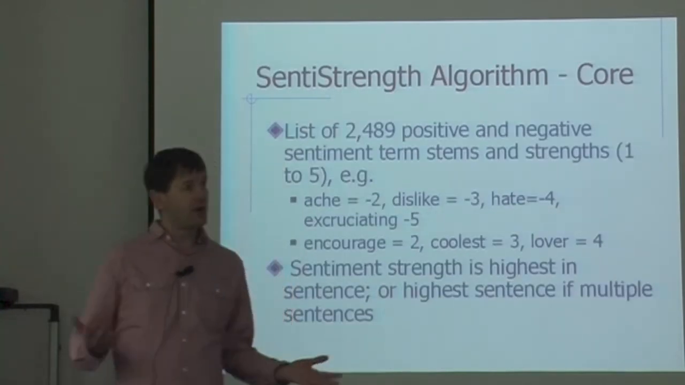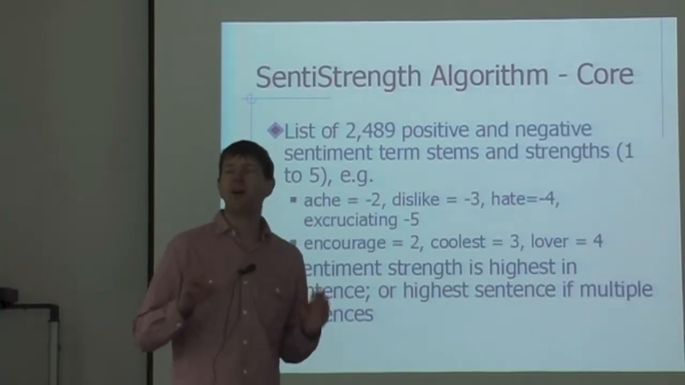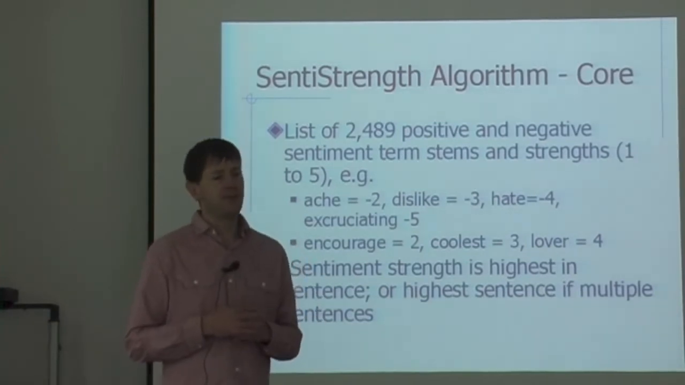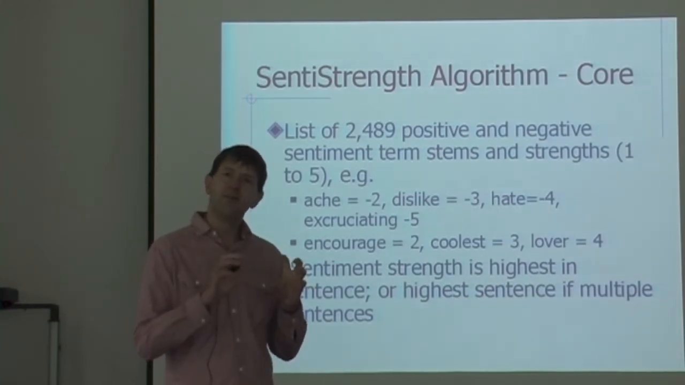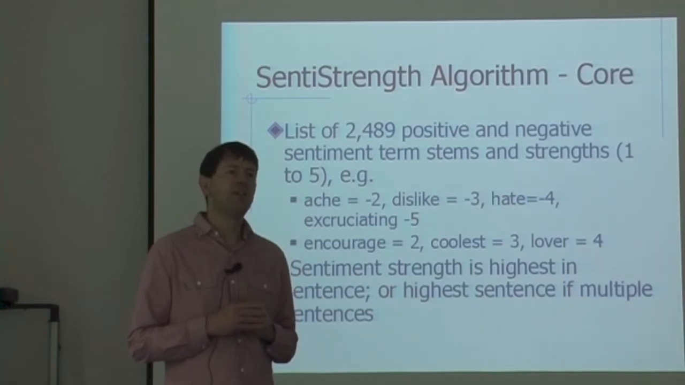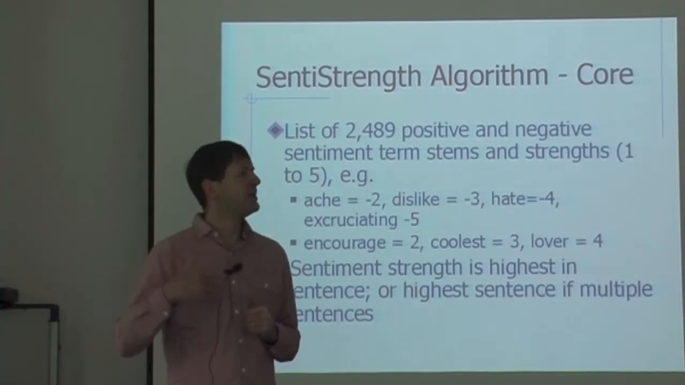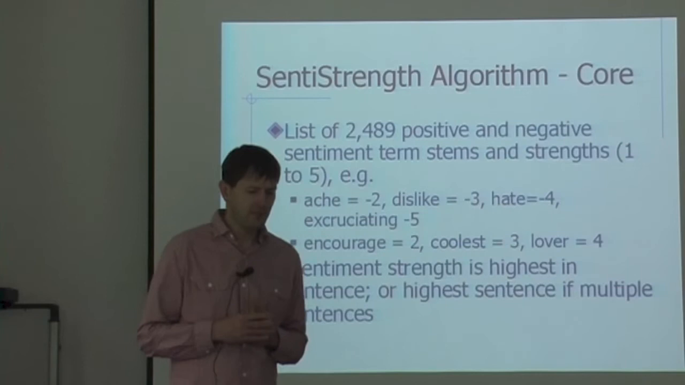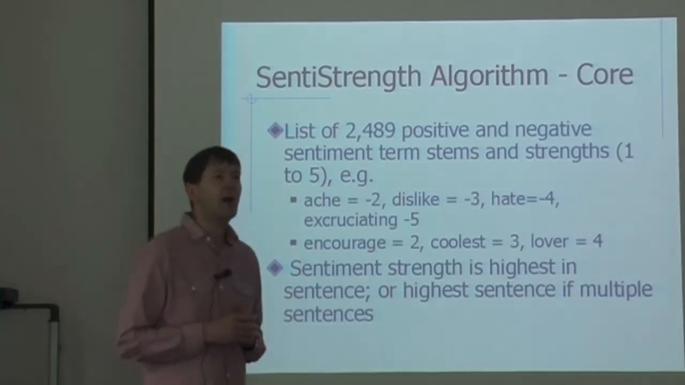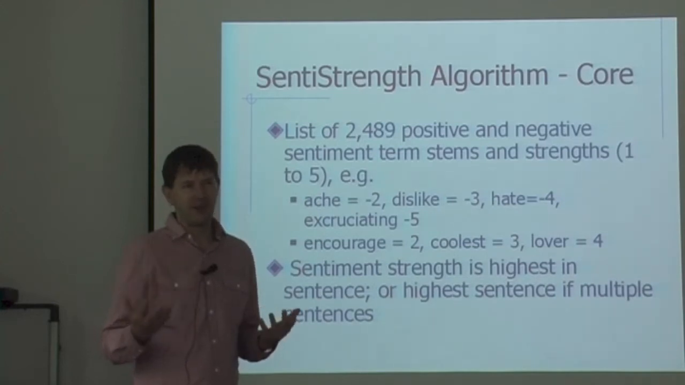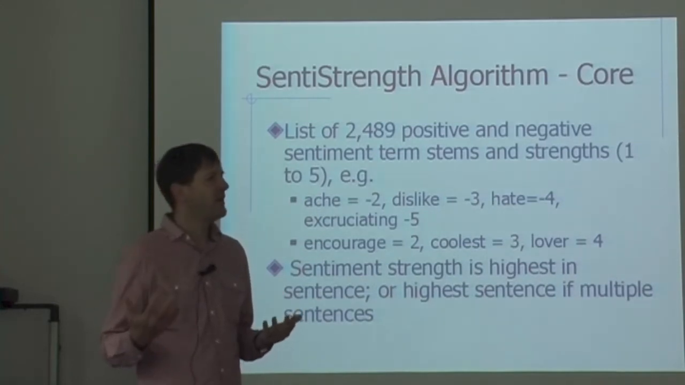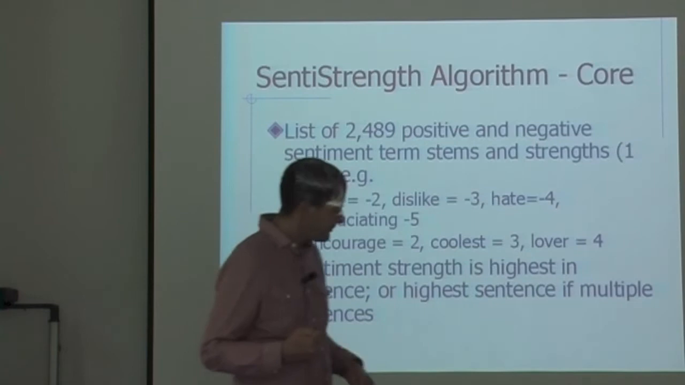Okay, so how does the program work? Well, the core of the program is very simple. It's a list of almost 2,500 words or word stems that are typically positive or typically negative. And each one of them has a positive or negative sentiment score, which is the average sentiment that they express when they're used in the social web.